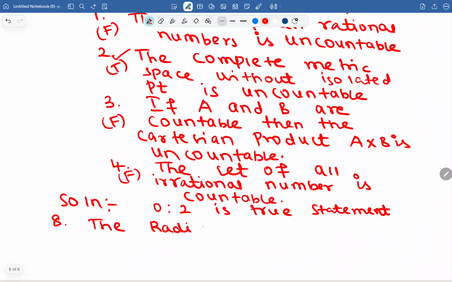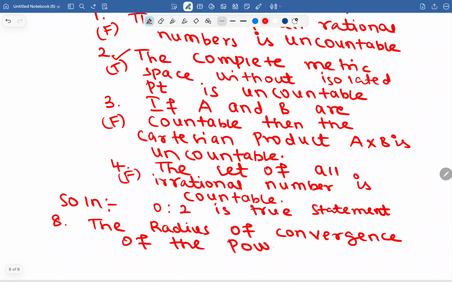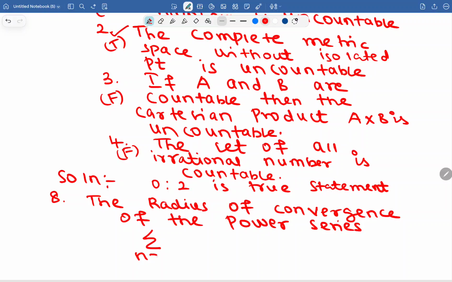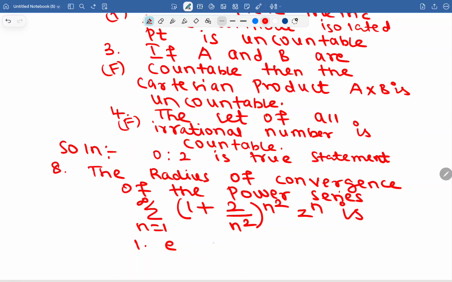The radius of convergence of the power series summation n equal to 1 to infinity (1 plus 2 by n square) power n square z power n is: first option e, second one 1 by e square, third one 1 by e, fourth one 1.